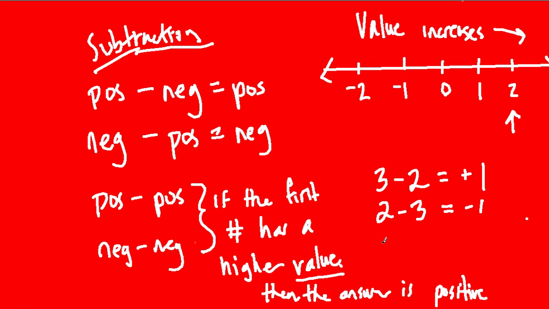Fortunately, this works with negatives as well. If you have -1 minus -2, the answer is, well, here's -1, and then subtract -2, 1, 2. You get +1. Why? The value of -1 is higher than the value of -2. If we reversed it, so it's -2 minus -1, well, that's going to be -1. It's negative because -2 has a lower value than -1. Same thing with 2 and 3. 2 had a lower value than 3, so it was negative. So with subtraction, these two have similar patterns.